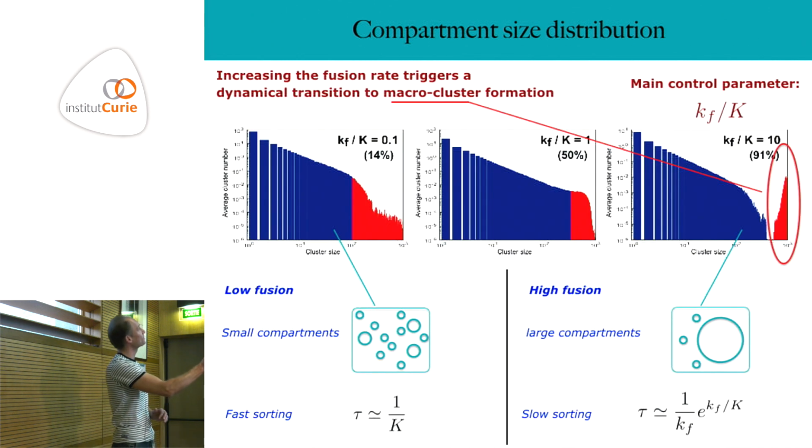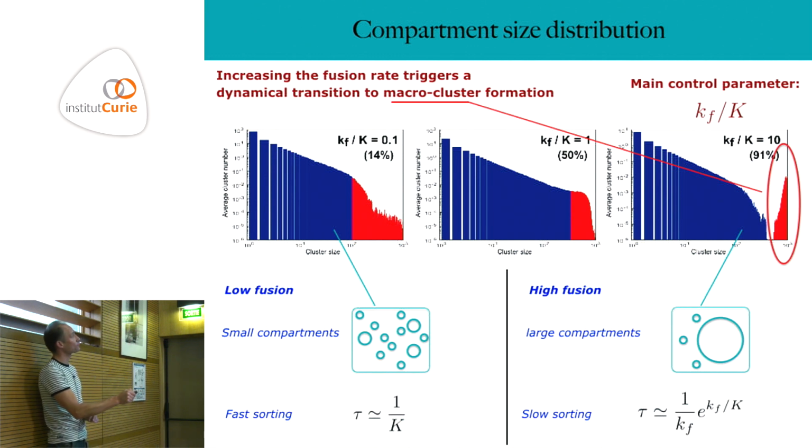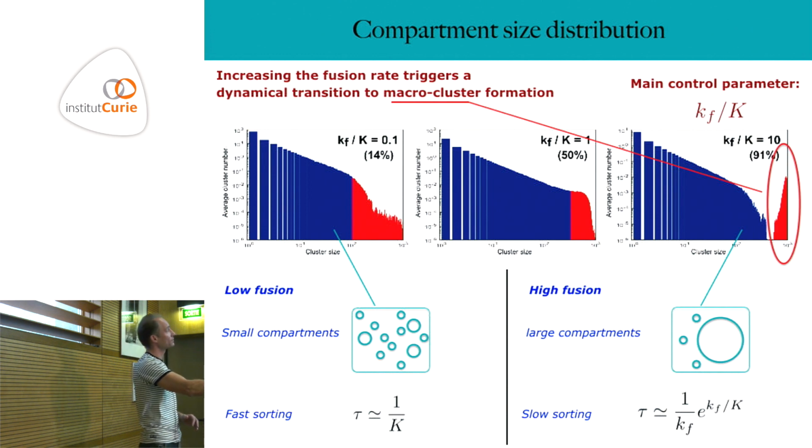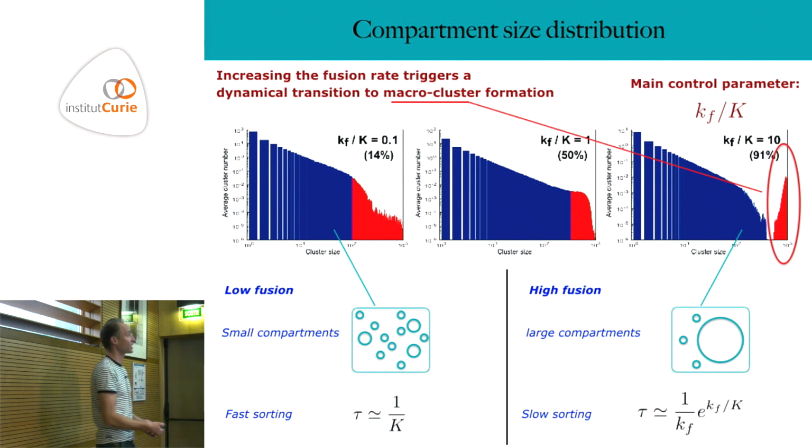So these are size distributions. This is the probability of observing an organelle of a given size as a function of the size. And here these are very small vesicles, basically. And you see again this power law with exponential decay. In this case, if the fusion rate is very small, all you have are small organelles because they cannot fuse with one another, so they remain small. As you increase the fusion rate, you see the appearance of a macro compartment. So this is basically a dynamical phase transition again between very small vesicles and one macro compartment, and that happens when the fusion rate is equal to the budding rate.